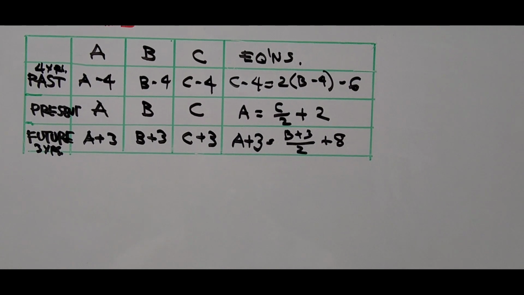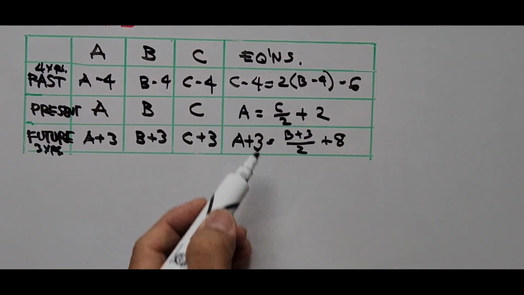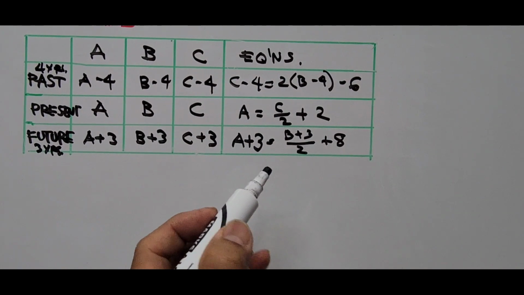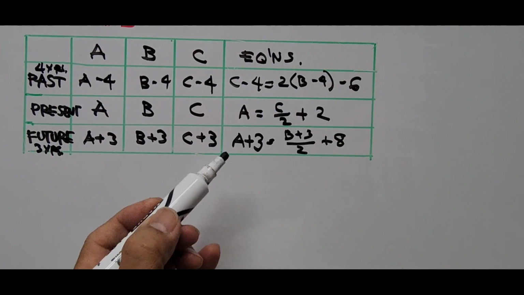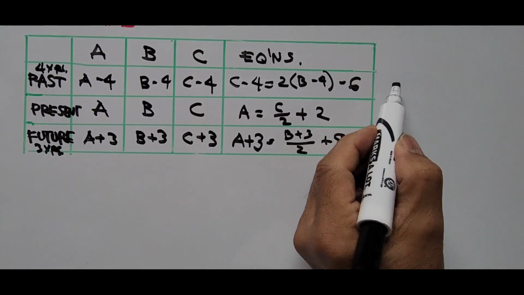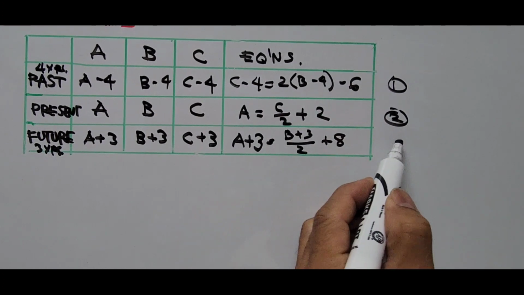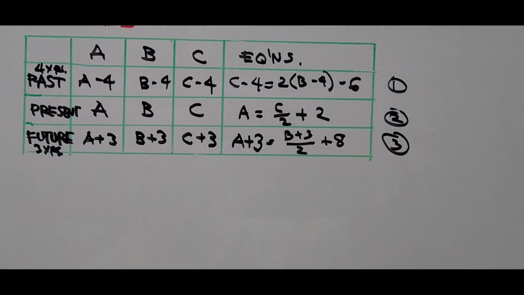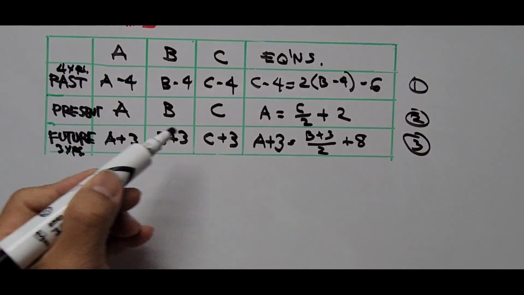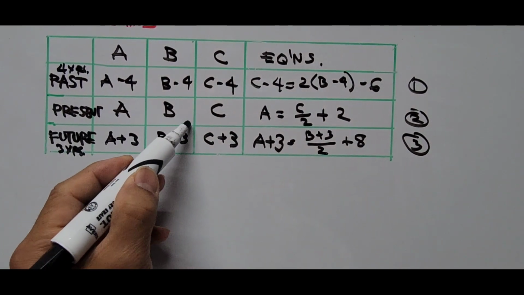We can focus on our table now. And since we have 3 equations right here and 3 unknowns, we can solve the problem. So we can solve the values of the variables. We can call this equation 1, this is equation 2, and this is equation 3. Being asked here again is the present age of Ben. So this is B.